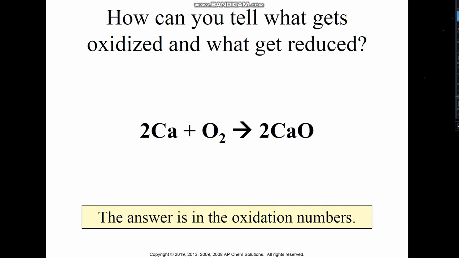So how can you tell what gets oxidized and what gets reduced? What I like to look at is, if I was to draw the Lewis structure of calcium, you know I would have, I can't draw with this pen.